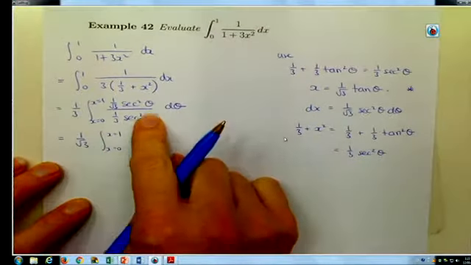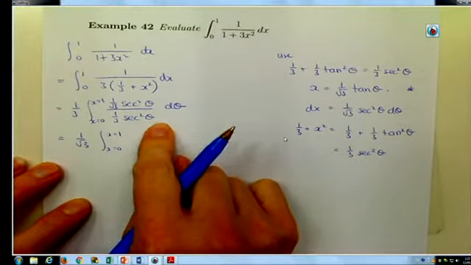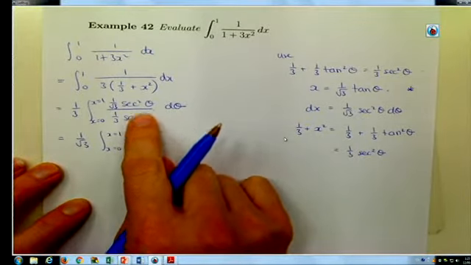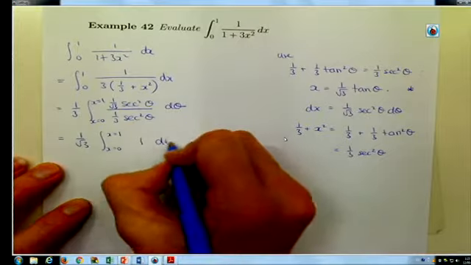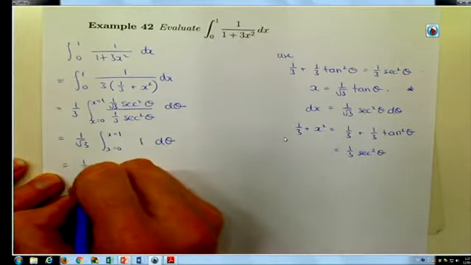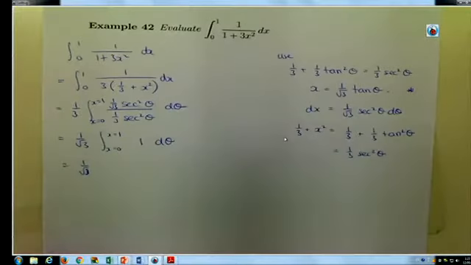Okay, and this one here, what happens here? Sec squared on the numerator and a sec squared on the denominator, so they're going to cancel each other out, and I just get 1 d theta. So this is the right one to choose, because the integration part turned out to be easy.